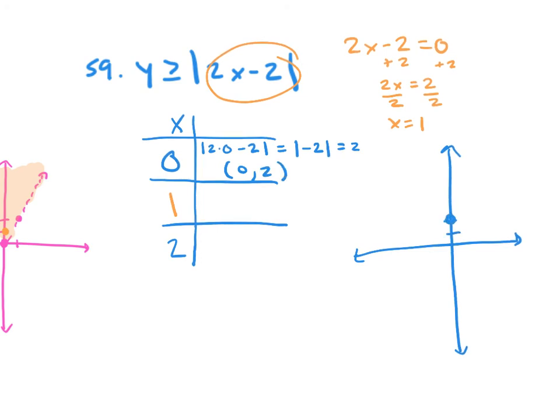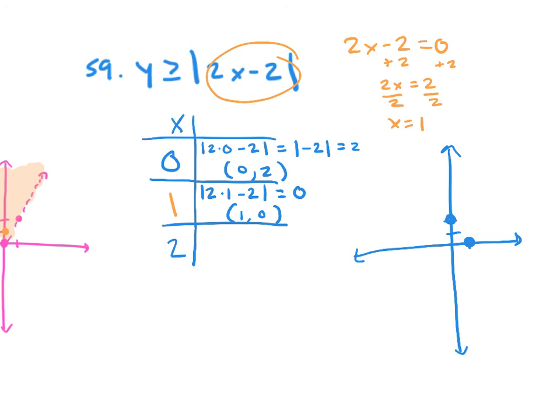Put a point there. Now we plug in 1. So we have the absolute value of 2 times 1 minus 2. 2 times 1 is 2, and 2 minus 2? 0. So what's our point here? 1, 0. So we go to the right one, stay on 0.